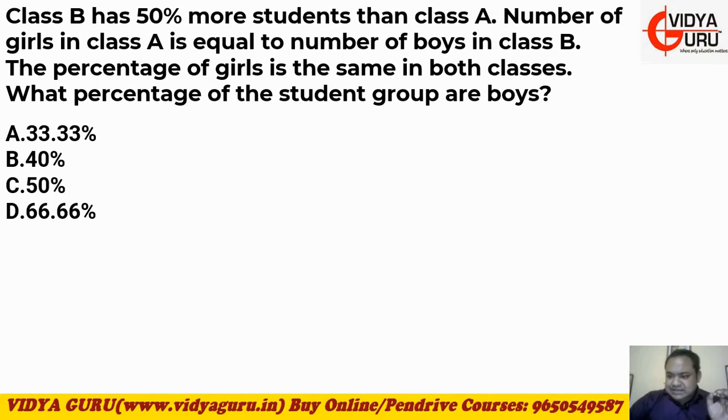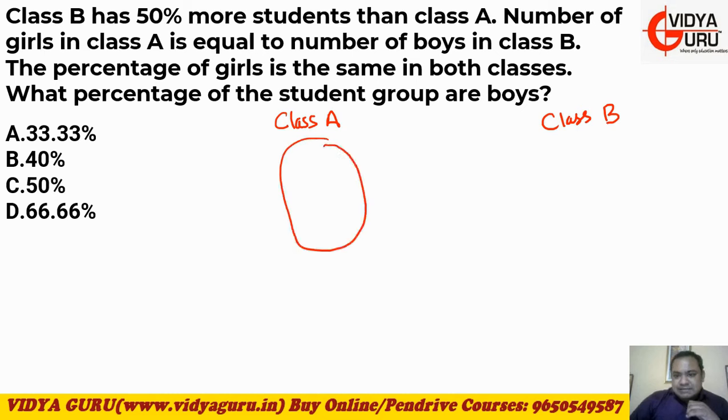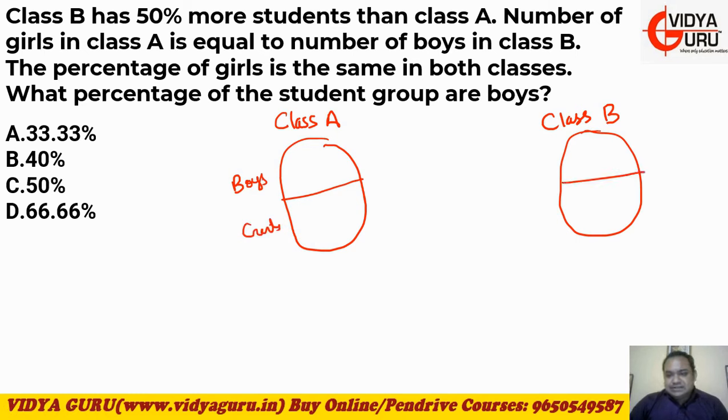So let's have a look at this one. Class B has 50% more students than class A. So two classes are mentioned here, class A, and then there is a second class, class B. Number of girls in class A is equal to the number of boys in class B. So let's understand it diagrammatically. Let this portion represent boys, this represent girls, and same for class B as well, boys and girls.